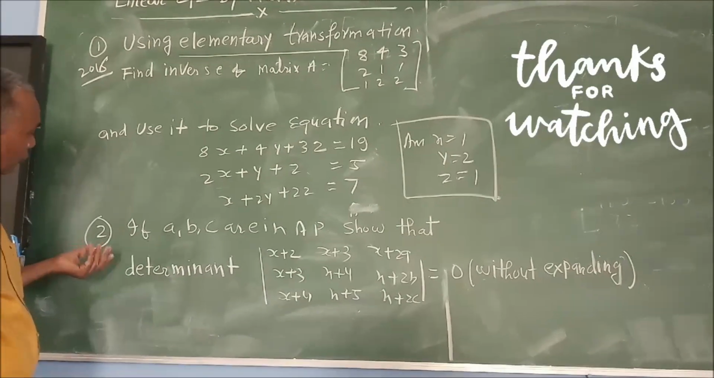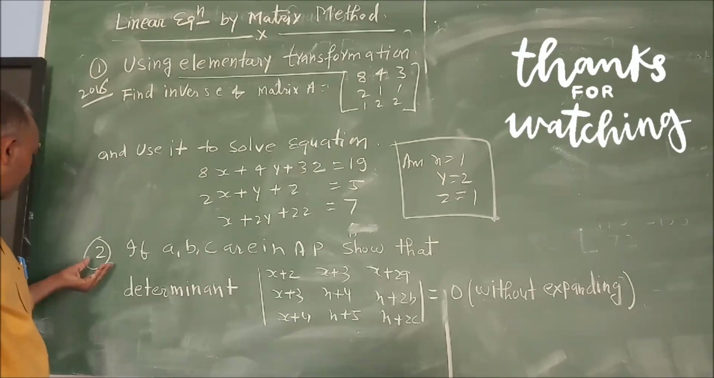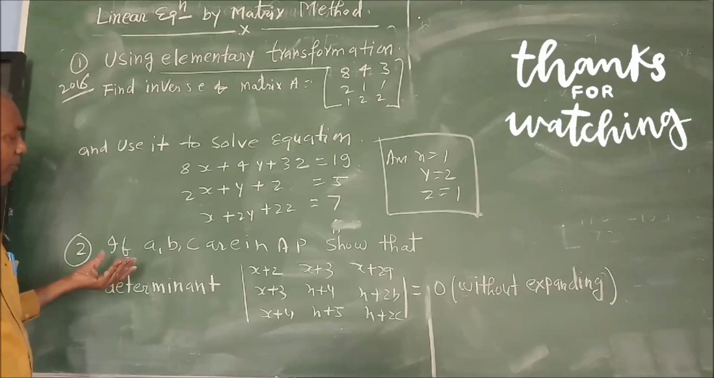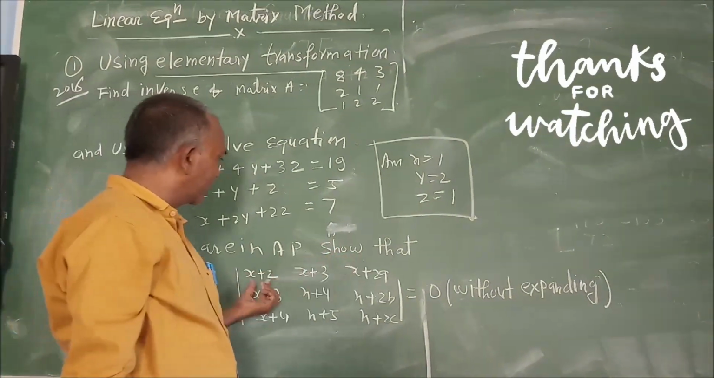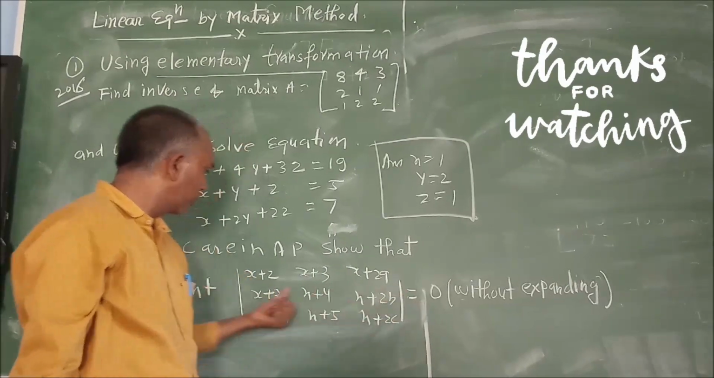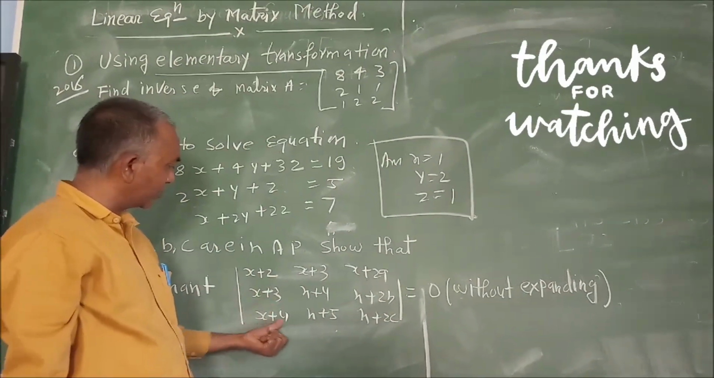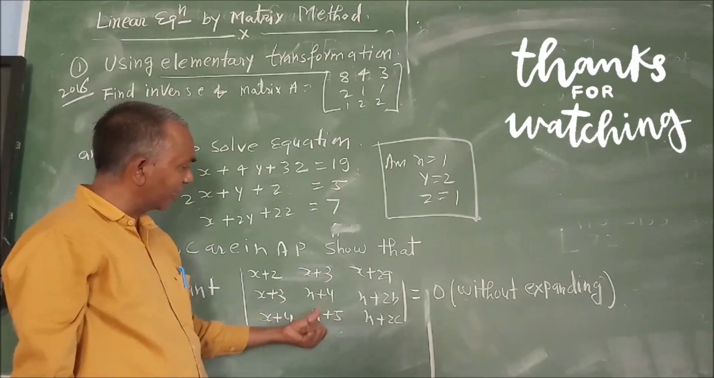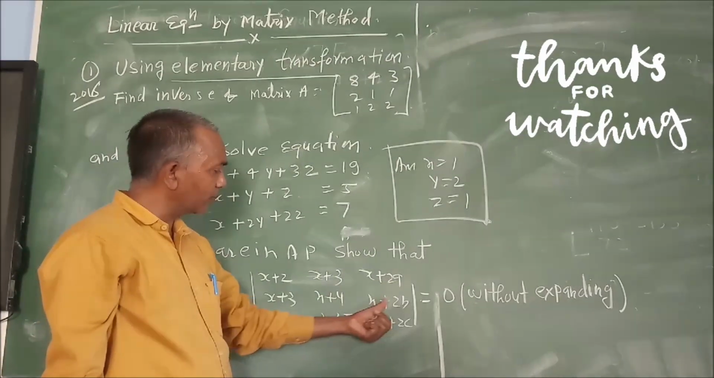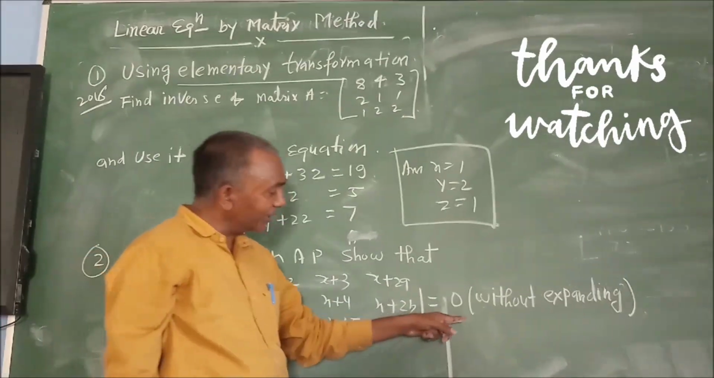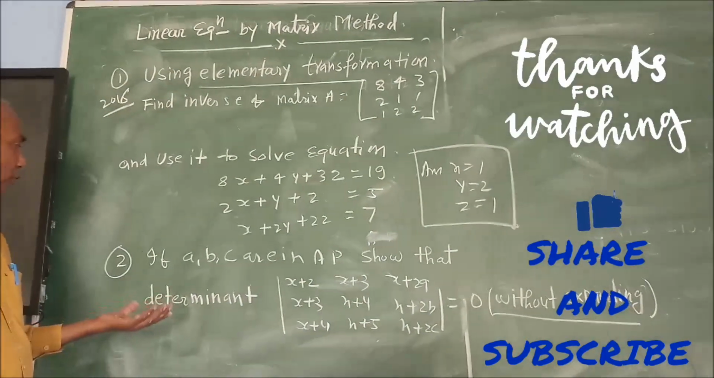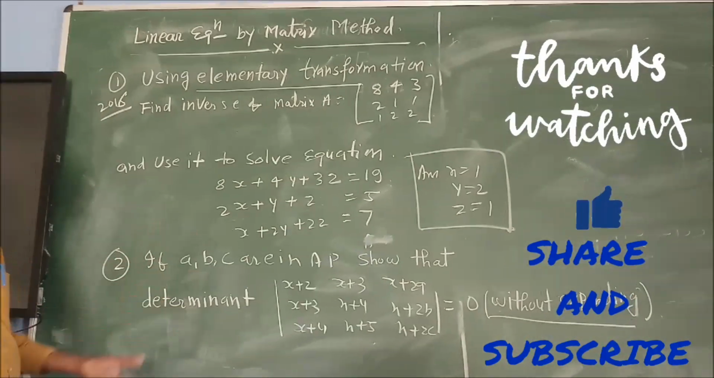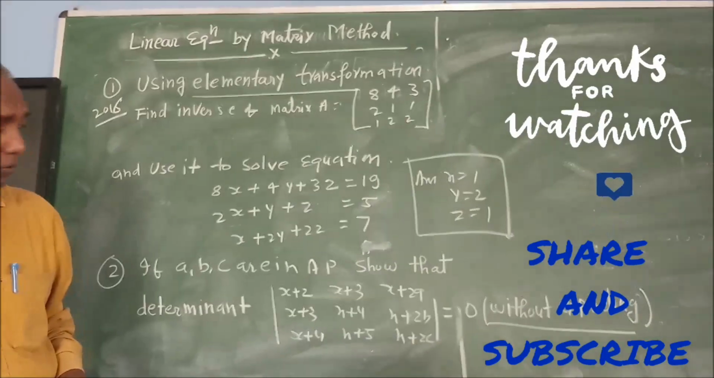Second question is from your miscellaneous exercise. The question is: without expanding, if a, b, c are in AP, show that the value of the determinant is equal to 0: x plus 2, x plus 3, x plus 4; x plus 3, x plus 4, x plus 5; x plus 2a, x plus 2b, x plus 2c. The question says without expanding. That means we cannot expand this value and try to solve it. This will equal 0.